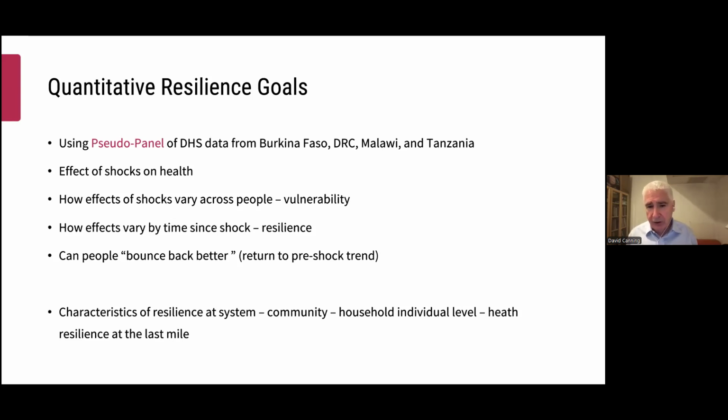We have these cross sections from DHS, but they are repeated, and you can construct a pseudo panel out of these by matching people from different panels. I won't go into the technical details of that, but I think it's a potential way of getting a lot more empirical evidence on resilience from the data that we have. And so what we want to look at is how shocks affect health, how the time since the shock matters, and how people can bounce back. And look at how different characteristics of resilience matter. Next slide.